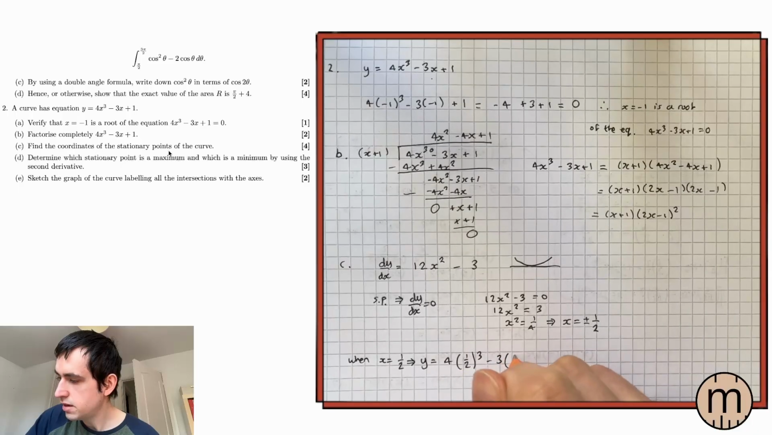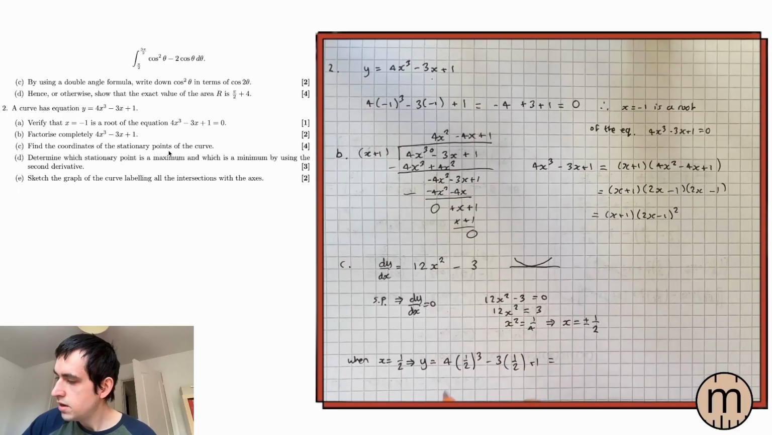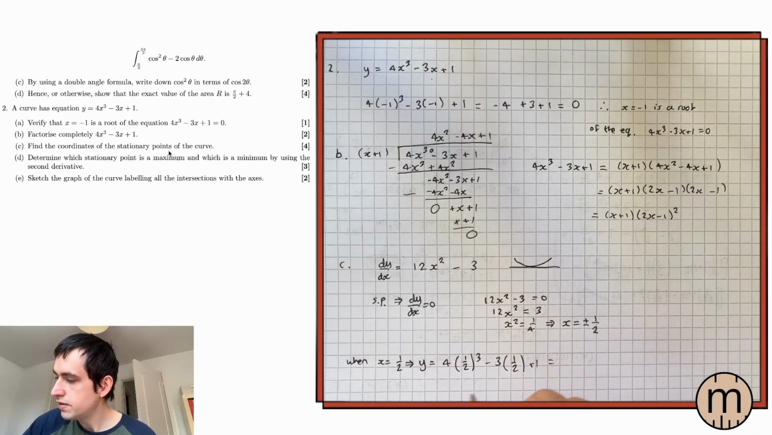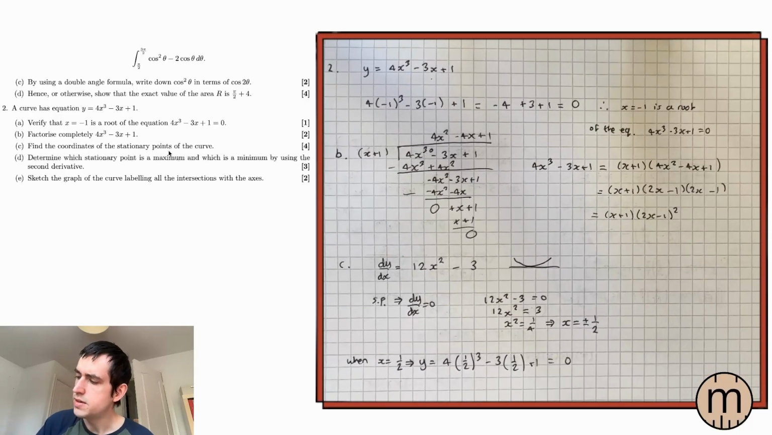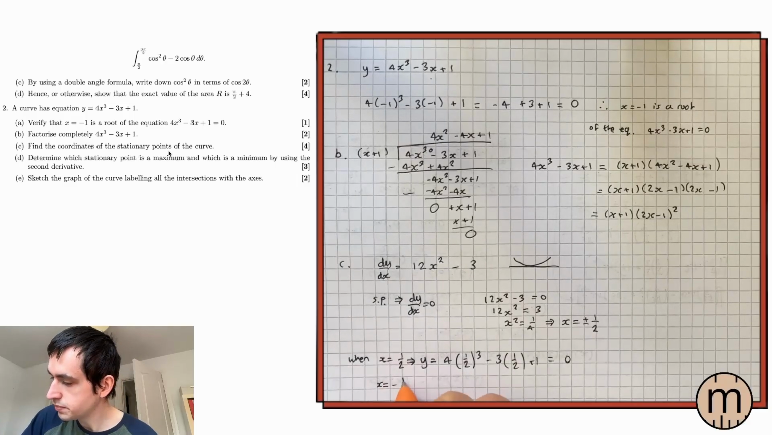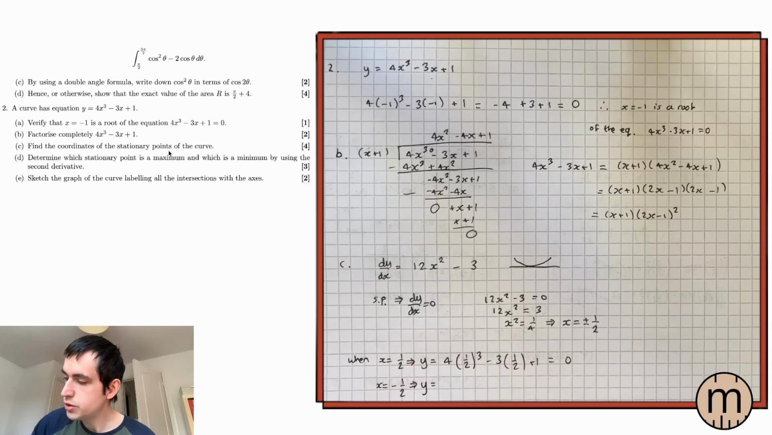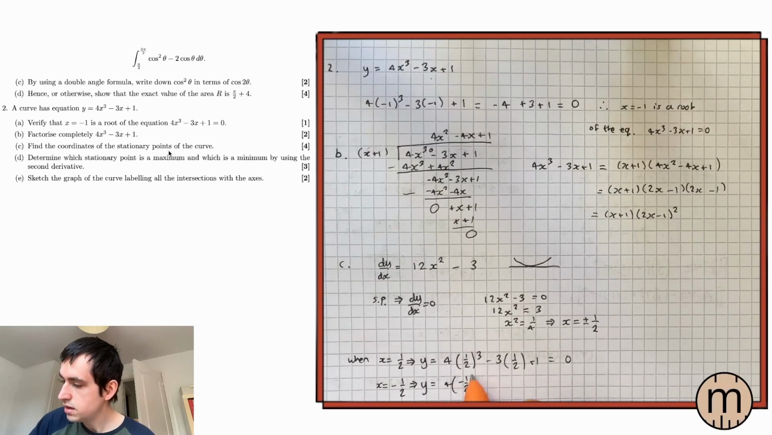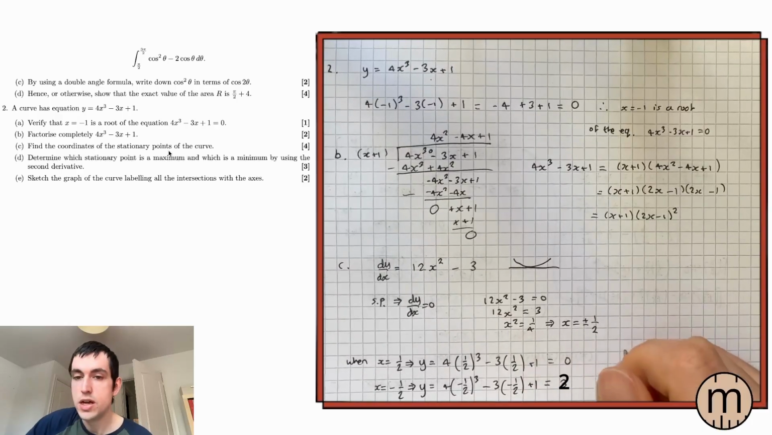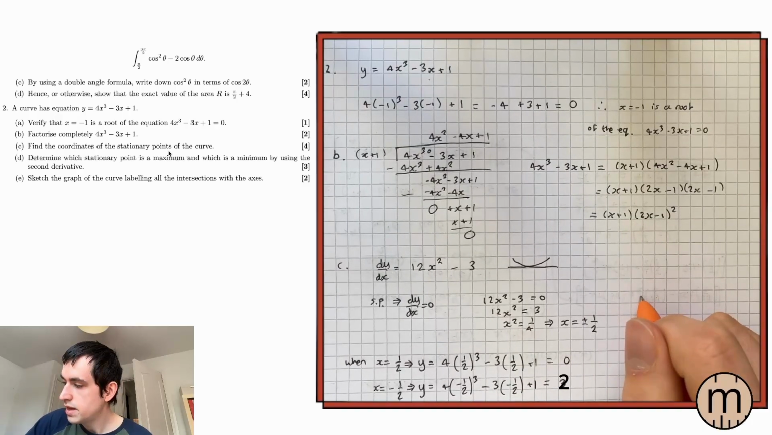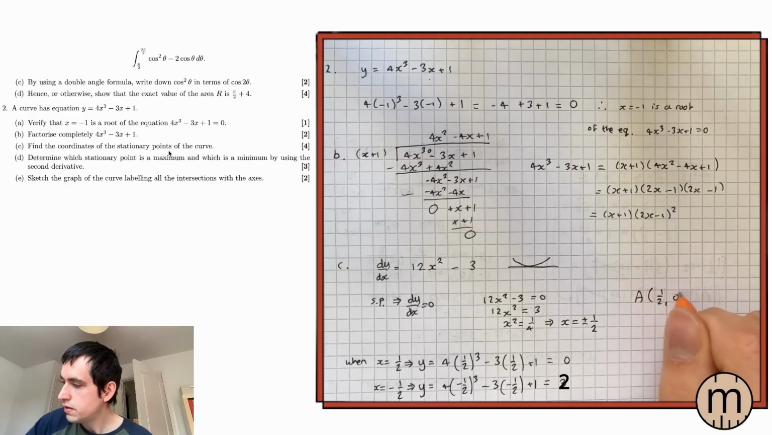So sub it in here. Let's see what we're going to get. That's going to be an eighth times by 4 is a half. A half minus 3 halves is minus 1, plus 1 is 0. Didn't expect that, but that's cool. When x is equal to minus a half, again, I'm going to sub it in here and here, plus 1, which is 2. So what are the stationary points? I'll call them A and B. They are 1/2, 0, and minus 1/2, 2.